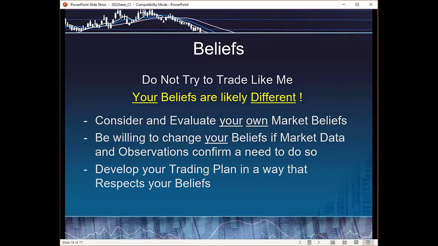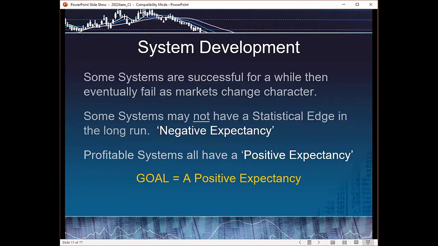Changing your beliefs if the data and observations confirm a need to do so, and then developing a trading plan that respects your beliefs. Some systems that you may develop are successful for a while. Eventually markets change character and then fail to work. Other times you may have developed a system, but it has no statistical edge, or in the long run, what we call a negative expectancy.